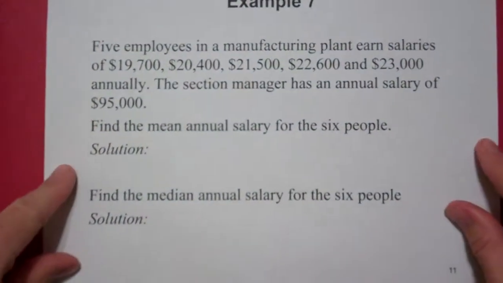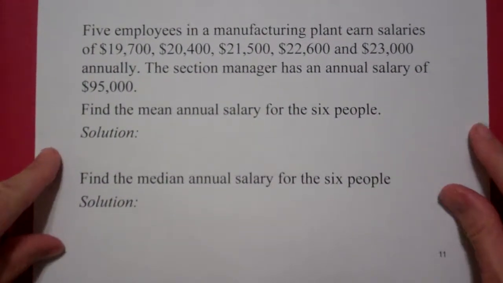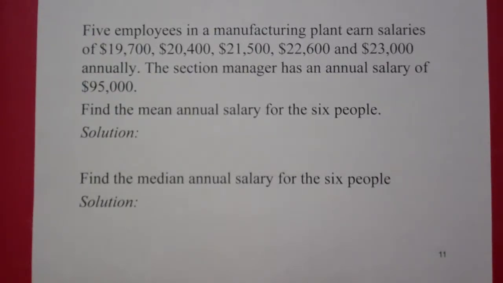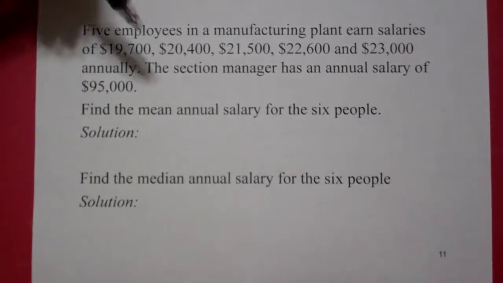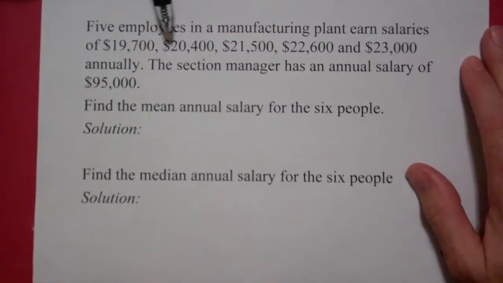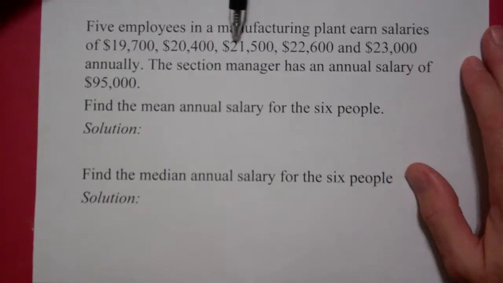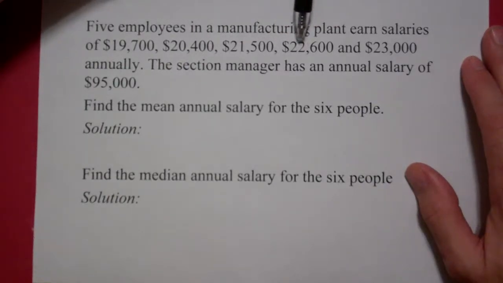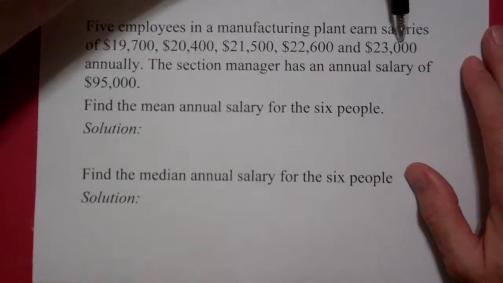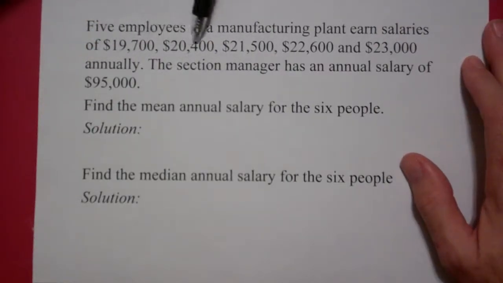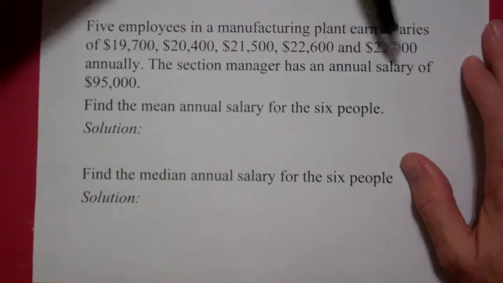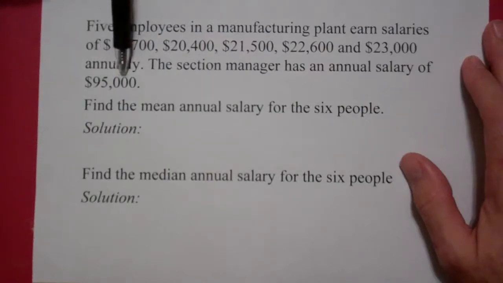All right. Now, why do we have two measures of the center? Okay, why do we do that? All right, so this is what example 7 is all about. Why am I using these two measures of the center? So let's look at 5 employees that earn $19,700 a year, $20,400 a year, $21,500 a year, $22,600 a year, and $23,000 annually, right? So you have 5 floor workers. And then the section manager, who's over these 5 guys, has an annual salary of $95,000.